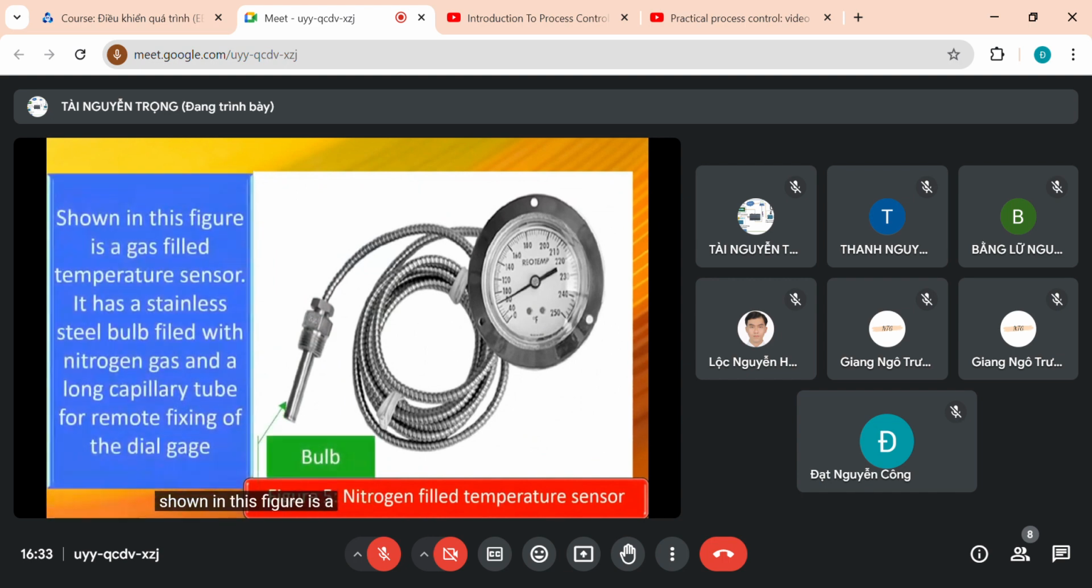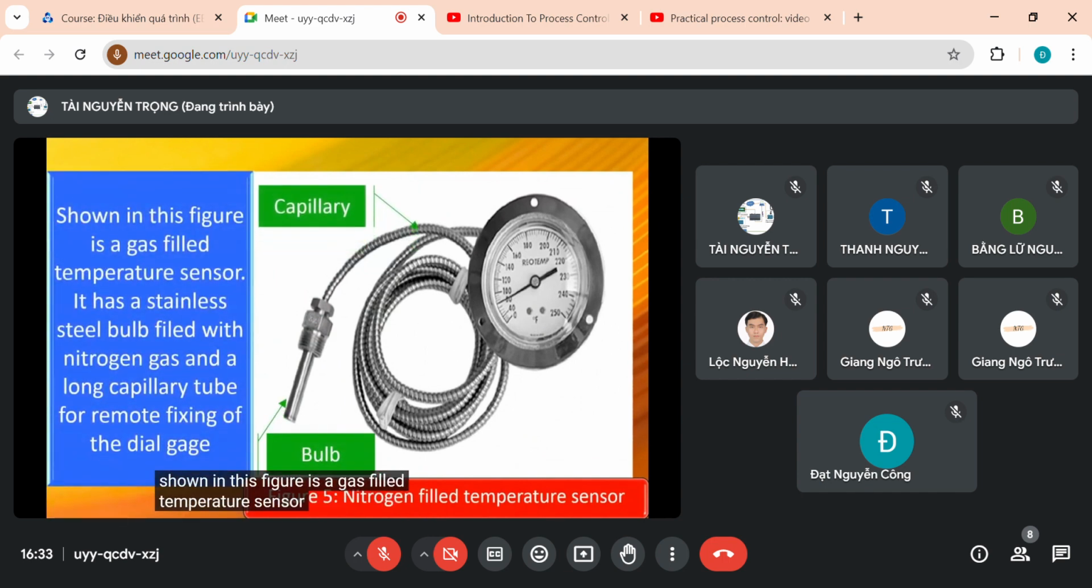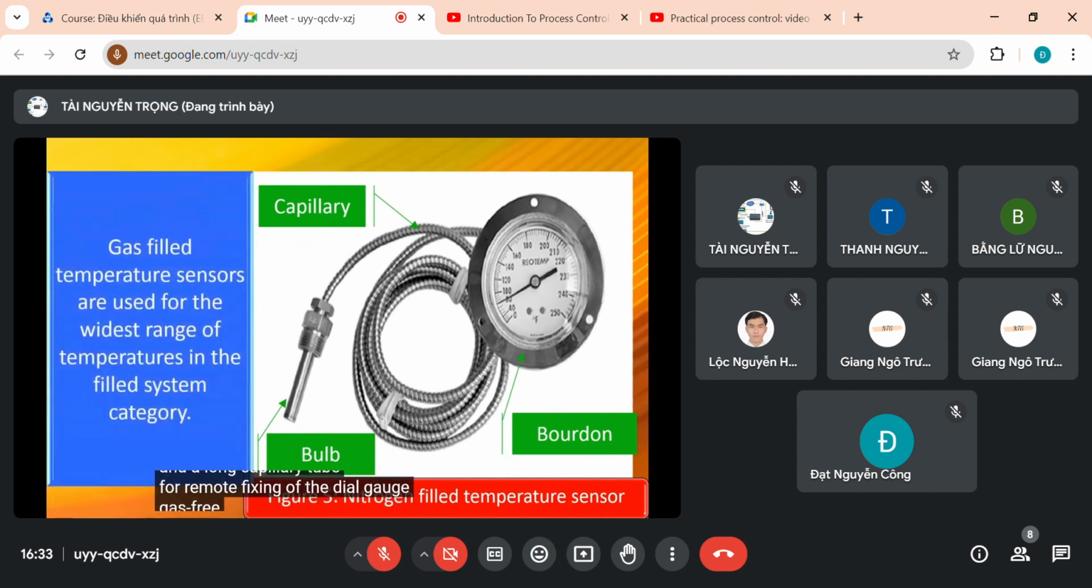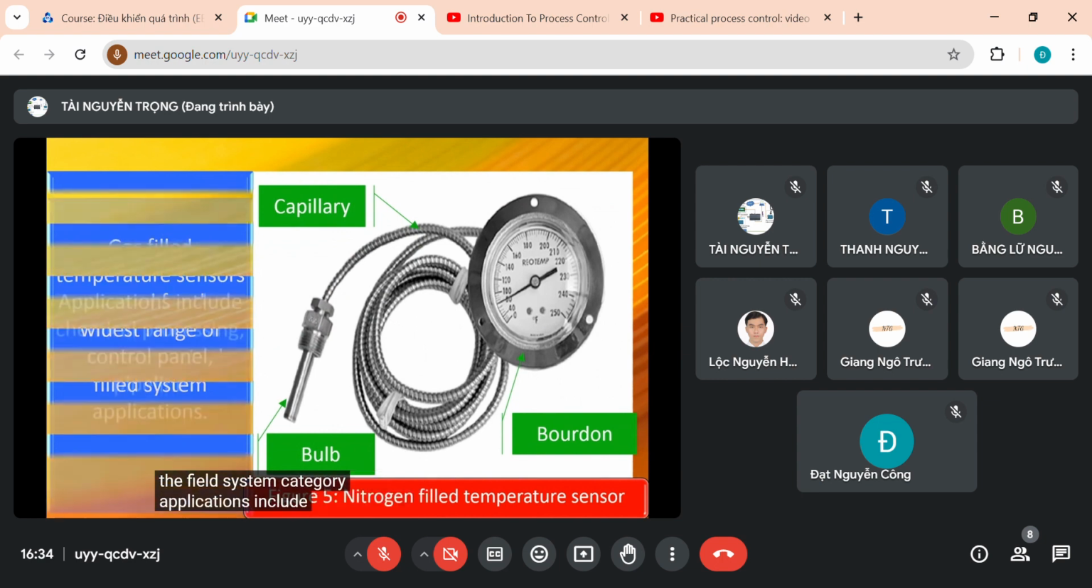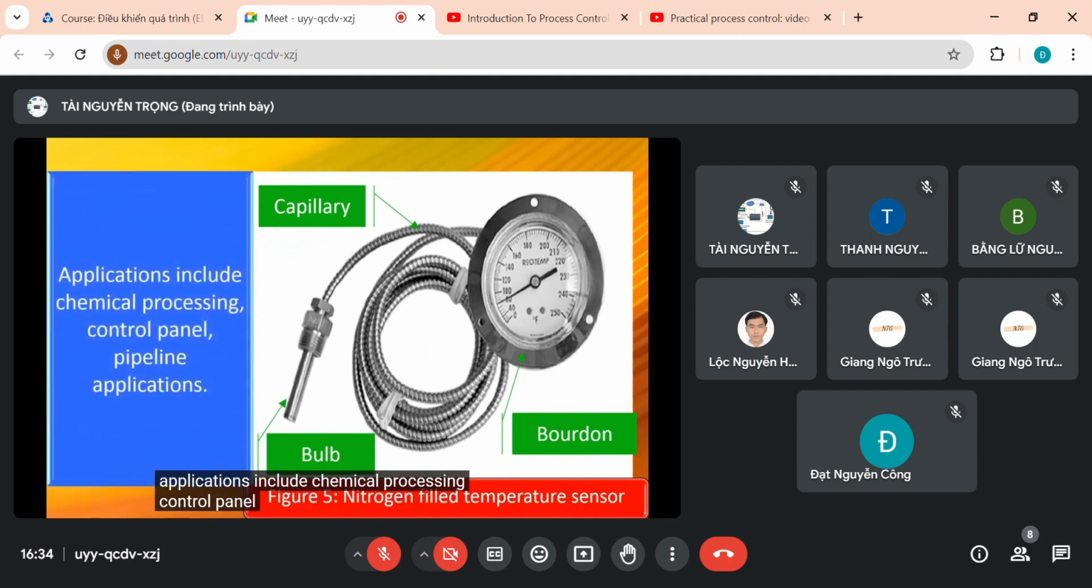Shown in this figure is a gas-filled temperature sensor. It has a stainless steel bulb filled with nitrogen gas and a long capillary tube for remote fixing of the dial gauge. Gas-filled temperature sensors are used for the widest range of temperatures in the filled system category. Applications include chemical processing, control panel, pipeline applications.